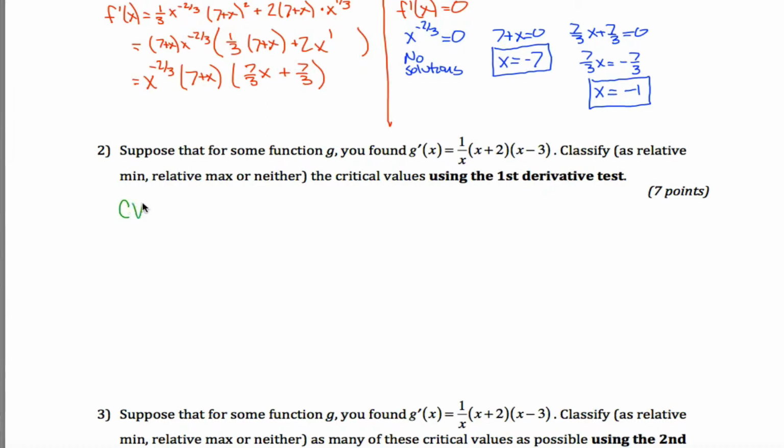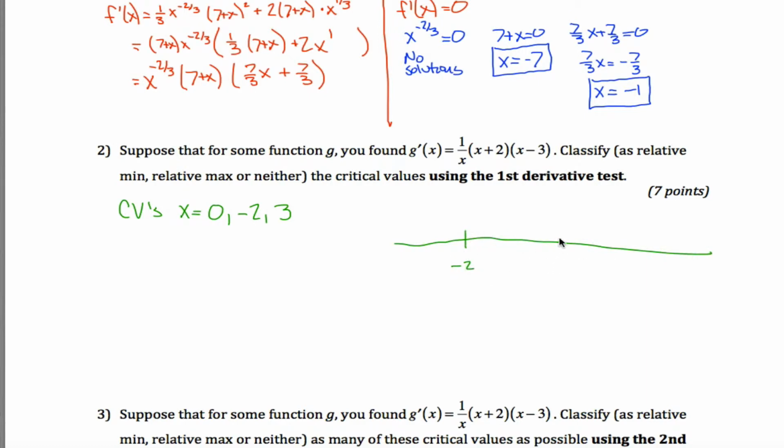Well, first, what are the critical values? I think for this one, you can kind of just stare at it and tell that we've got critical values when x equals 0, negative 2, and positive 3. Because if x equals 0, this is undefined. Remember, this is the derivative, so the derivative would be undefined. If x equals negative 2, this becomes 0, and 0 times anything is 0. And if x equals 3, this becomes 0.